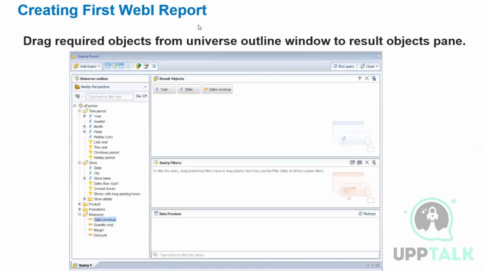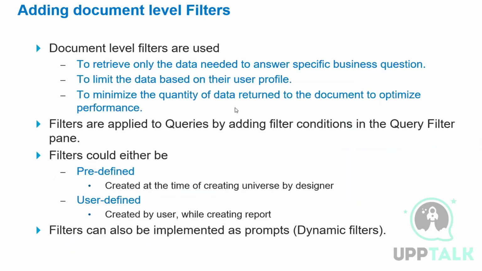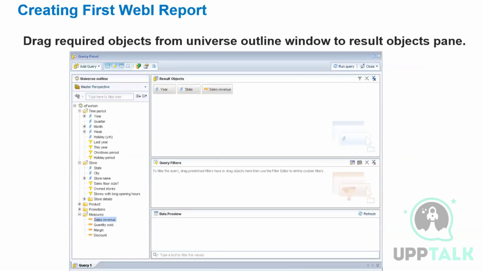So to create a first Webi report, we drag the required objects from the universe outline on the left side to the result objects pane. Here, year, state, and sales revenue are selected and added to the result objects. There are also document level filters available. So the query filters are here. This option is used to filter the data at the document level.